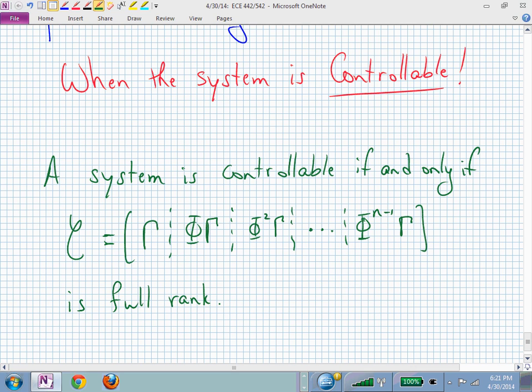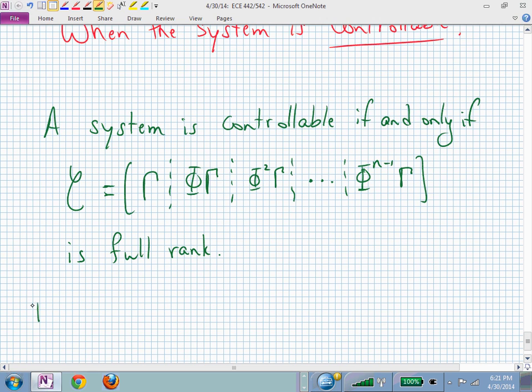In this class, if we let m, the number of inputs, equal 1, then we can just compute the determinant, and we want the determinant of C to be non-zero. If m is equal to 1, the determinant of C needs to be non-zero.